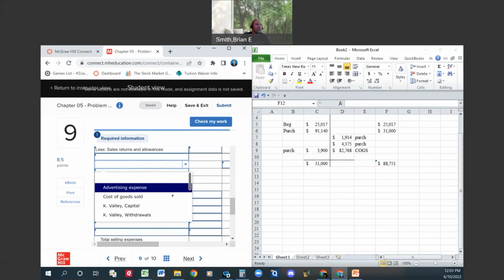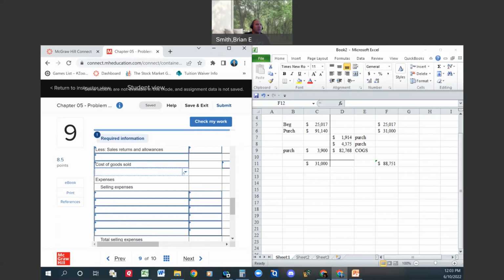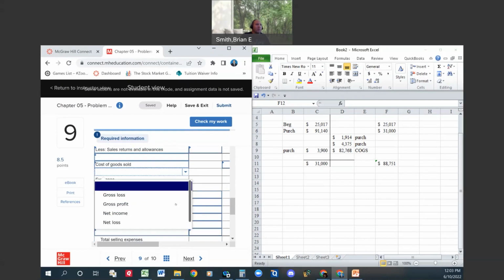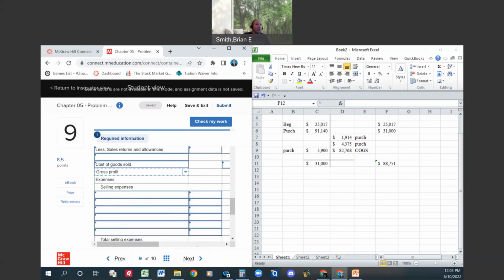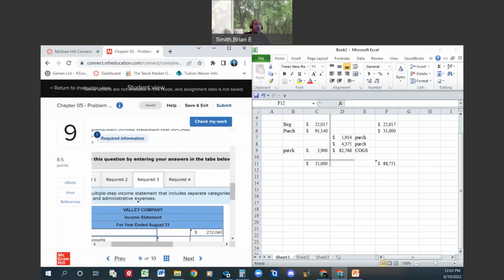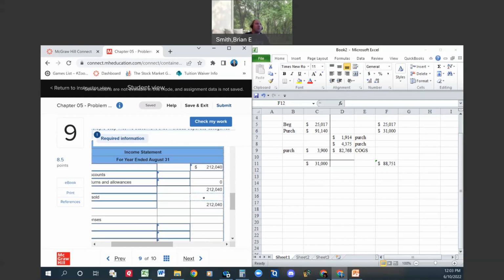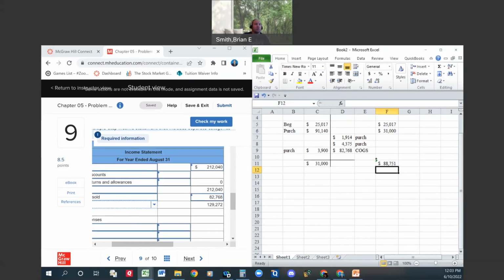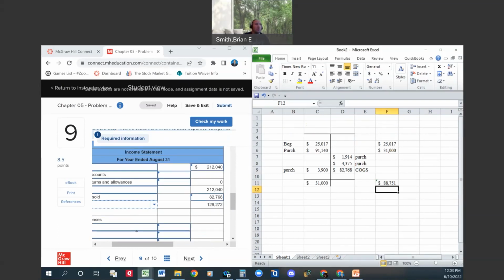Cost of goods sold. Gross profit. That's kind of what we're looking at here. So cost of goods sold, I have it over here. I typed it in there, so that's helpful. 82,768. Discounts and allowances. Those were our purchases. Those did not include over here.